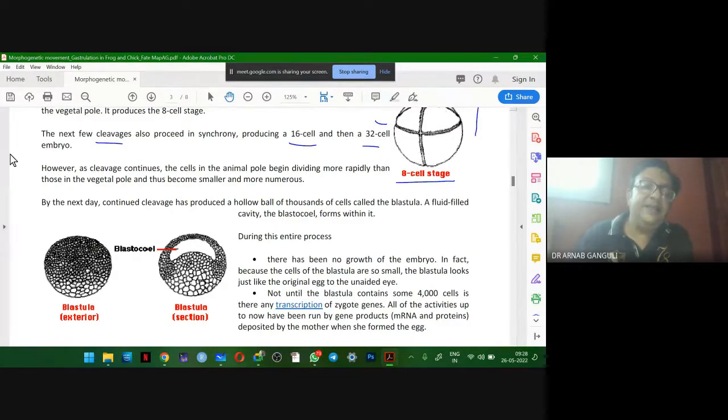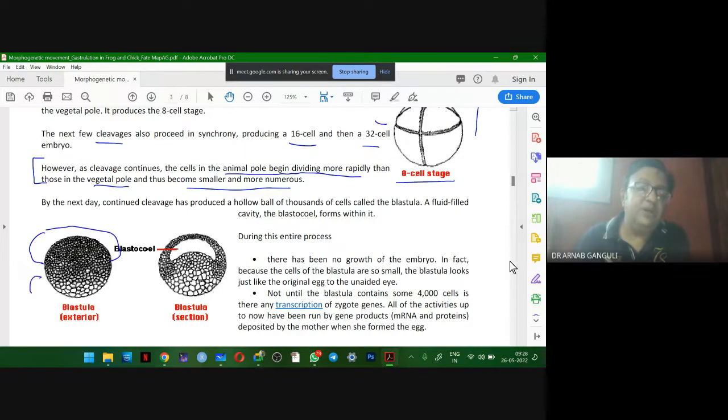Then, as the cleavage continues, the animal pole cells begin dividing more rapidly than the vegetal pole and become smaller and numerous. See the animal pole cells over here, smaller and more numerous than the vegetal pole cells here. So after 16 cells, then 32 cells. And you know why the vegetal pole cells divide slowly? Because lots of yolk is there. The cleavage takes place late. But the animal pole doesn't have it, so it keeps on dividing.